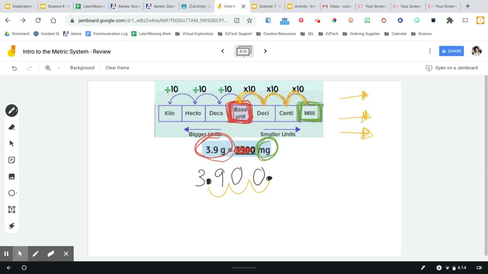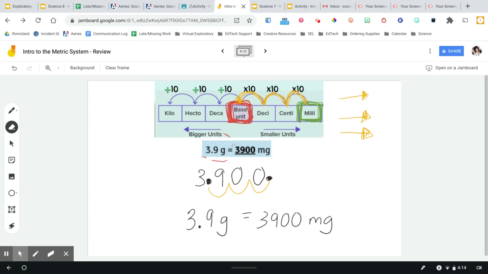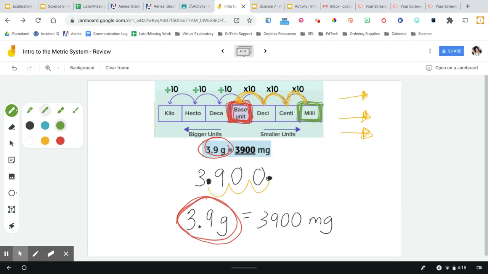So if I were to rewrite this in a neater way, I would have 3.9 grams, because that's what I started off with. 3.9 grams is equal to 3,900 milligrams. So let's double check our answer. Erase all this here, erase all that there, and I can see that I started off with 3.9 grams, and I can see that I was able to convert it by jumping 3 times to the right and getting the number 3,900 milligrams.